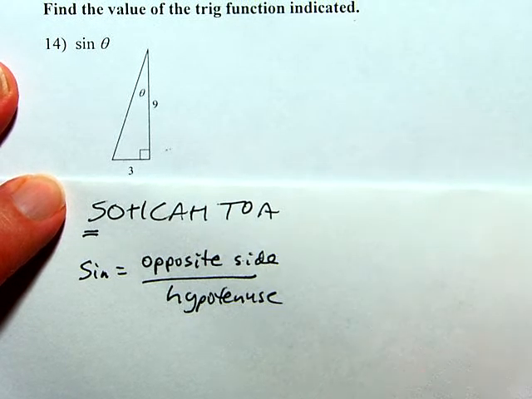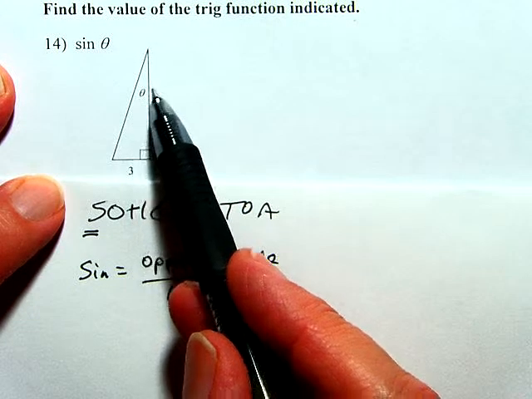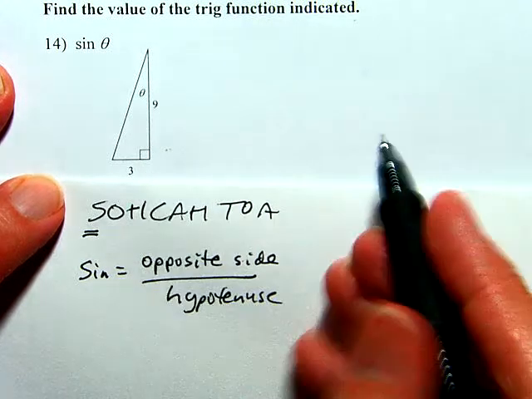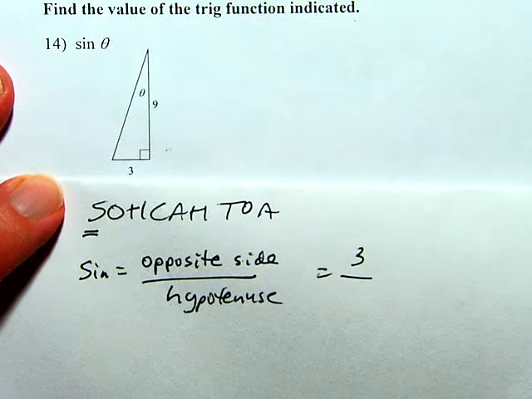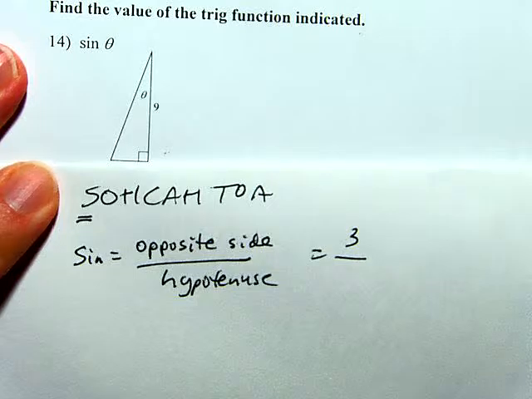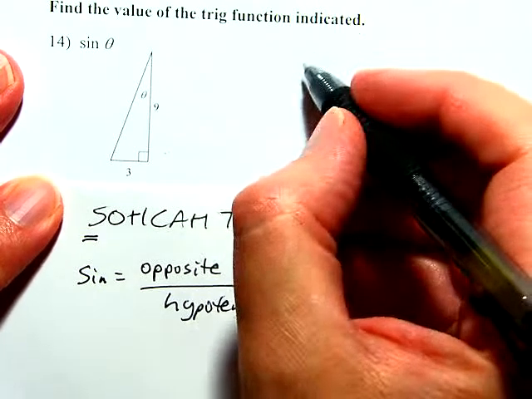Let's go back to the triangle. What is the opposite side? What is the side opposite theta? It's 3. What is the length of the hypotenuse? We're not given it. But can we figure it out? Yes, using the Pythagorean theorem. Let's go ahead and use the Pythagorean theorem. I'll just write it up here.